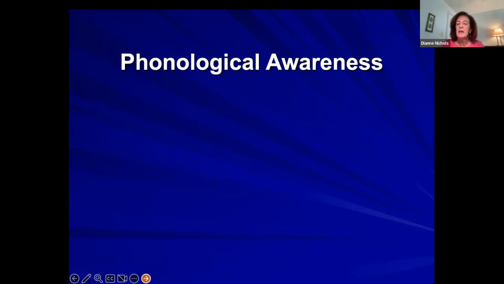Phonological awareness. It is critical that beginning phonological awareness instruction be totally auditory with no letters or words. The instruction needs to be scaffolded, meaning that we start with the most global skill, which is identifying syllables, beginning with simple words and gradually moving on to more complex words.